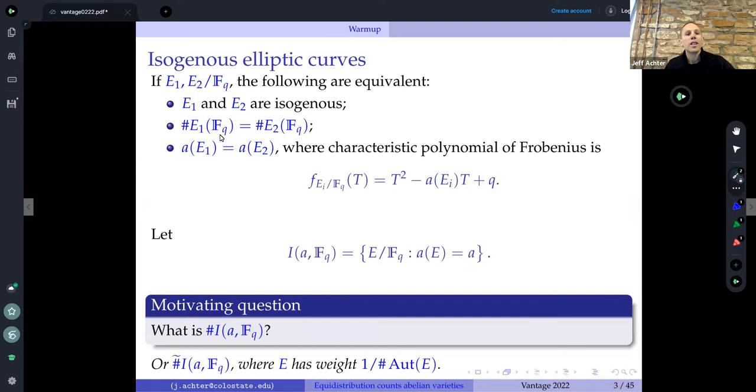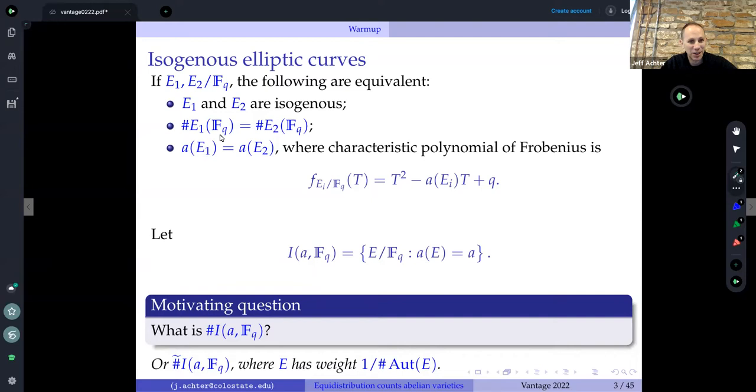So as a quick reminder, sometimes you have not one but two elliptic curves over a field, and you call them isogenous if there is a non-trivial map between them. And if your life is over a finite field, then it turns out that you can detect isogeny just by counting points on the two elliptic curves. And in fact, it's equivalent, since the characteristic polynomial of Frobenius knows everything about the number of points on the elliptic curve.